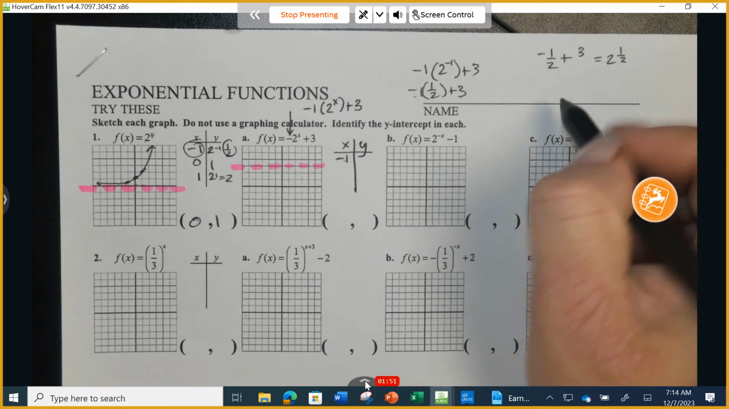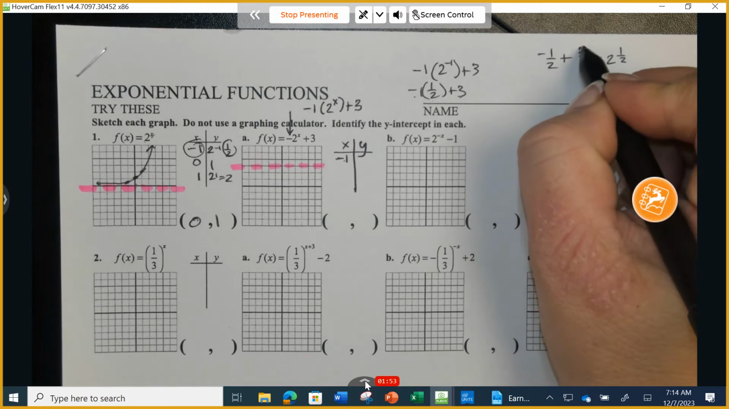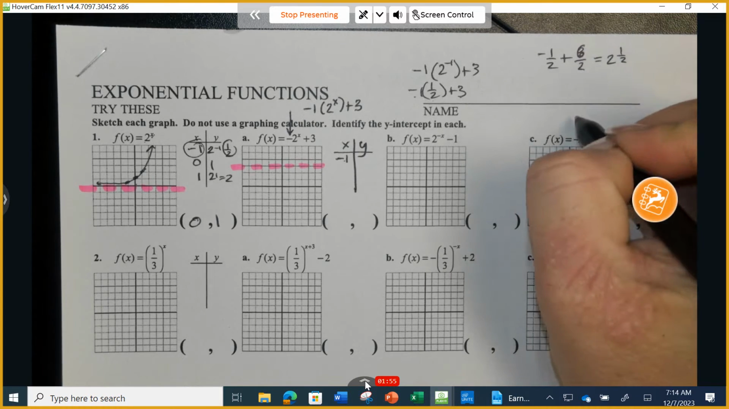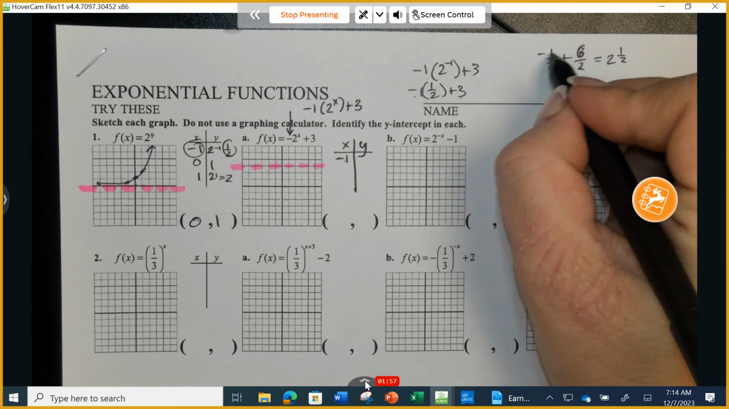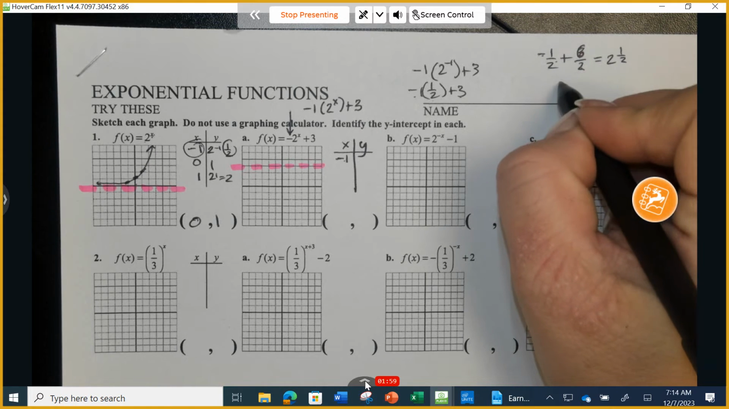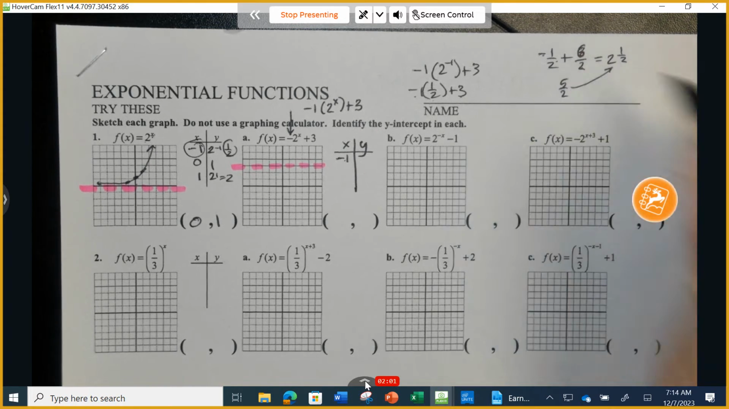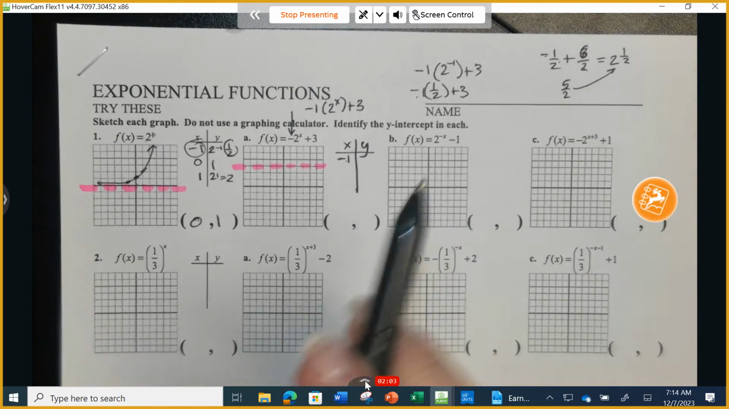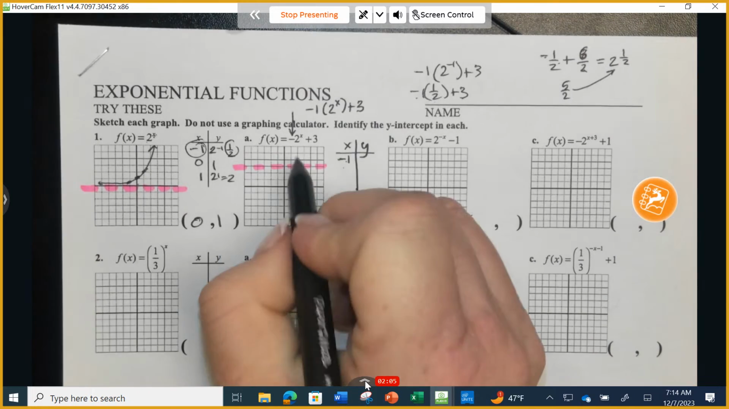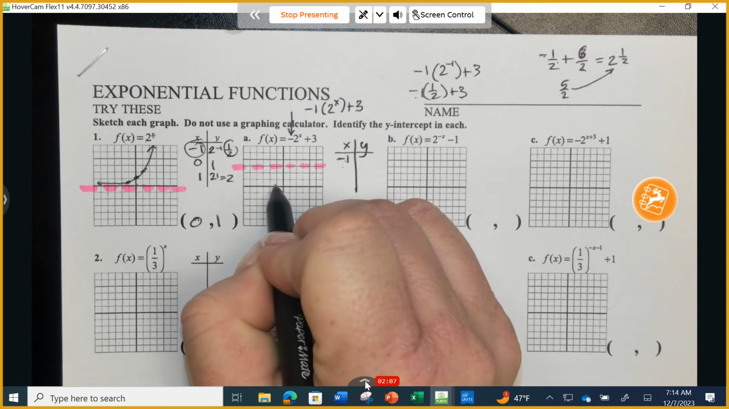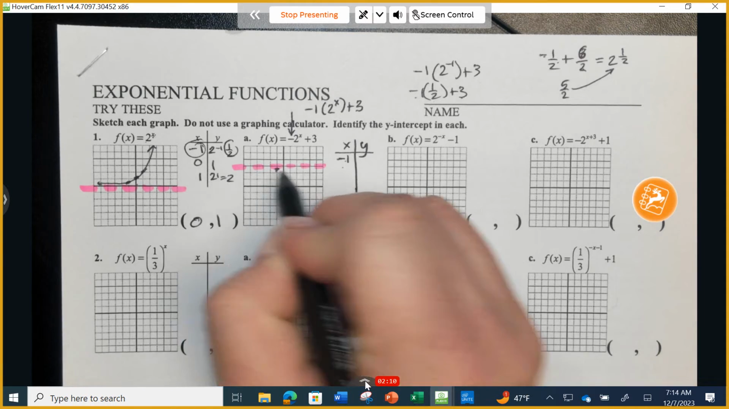But if you were not comfortable and you did not get to use a calculator, 3 can also be written as 6 over 2. 6 over 2 is equivalent to 3. And I go -1 plus 6 is 5. 5 over 2 is equivalent to 2.5. So I'm going to at this time go to -1, and I'm going to go up to 2.5. Here's 2.5 is right there.